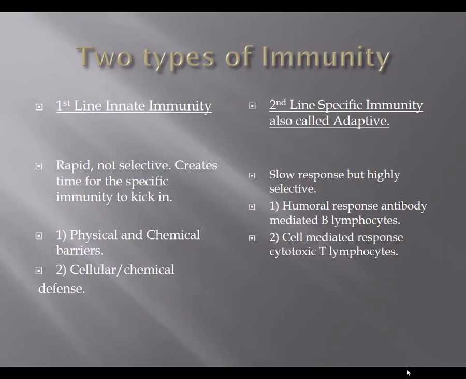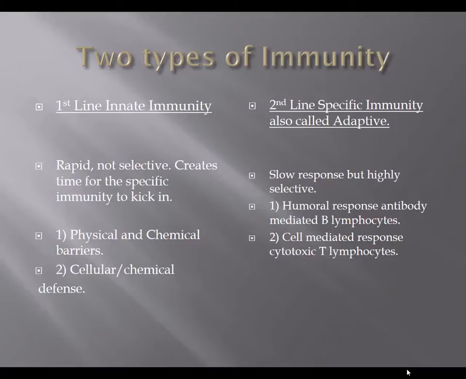Okay, let's look at the 2 types of immunity. The first line immunity is called innate immunity. It's rapid, it's not selective, and it creates time for the specific immune system to set in. It consists of physical and chemical barriers, and it also has a strong cellular and chemical defense.